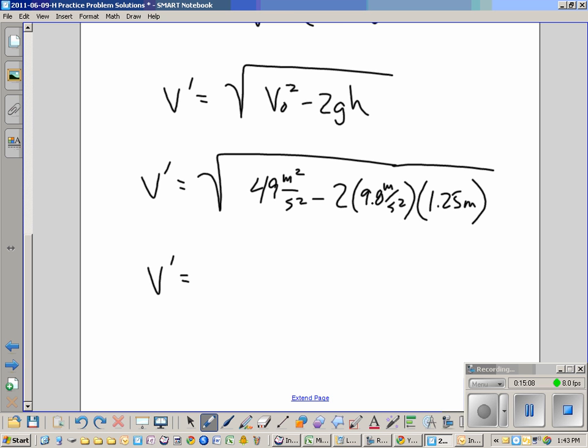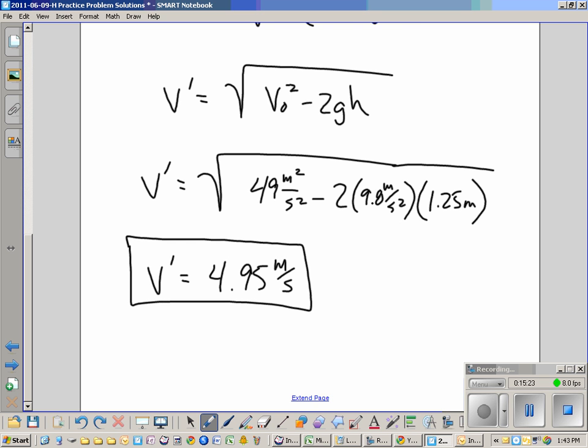20, 25-ish, 24.5. All right, square root of that, right? So 4.9, 4 point what? All right, 4.95 meters per second. Now this is our launch velocity. So now what we solve for will be the height above that 1.25.